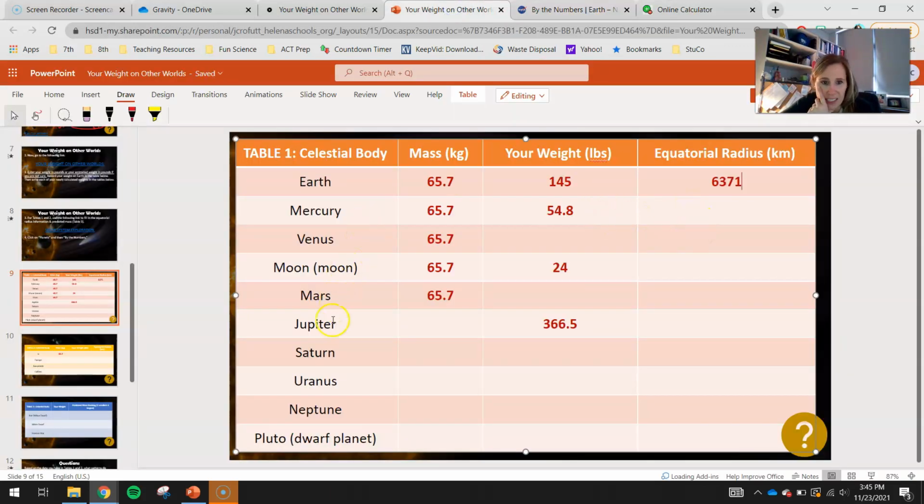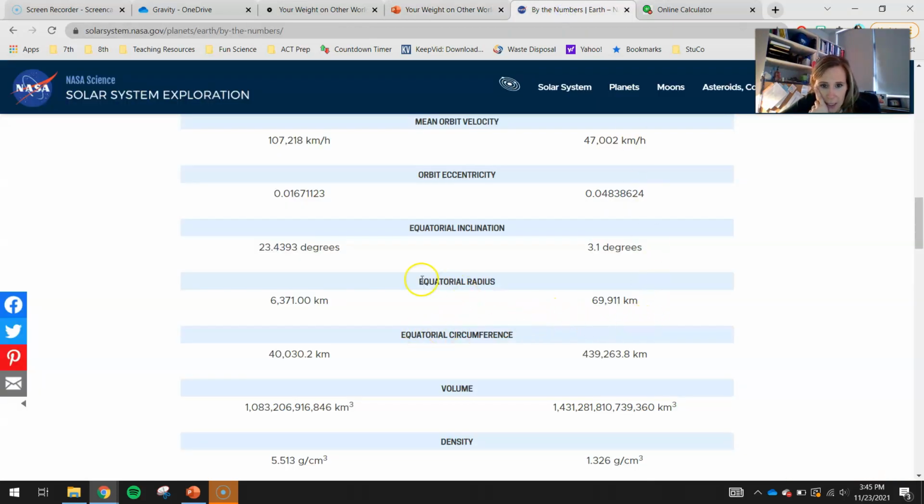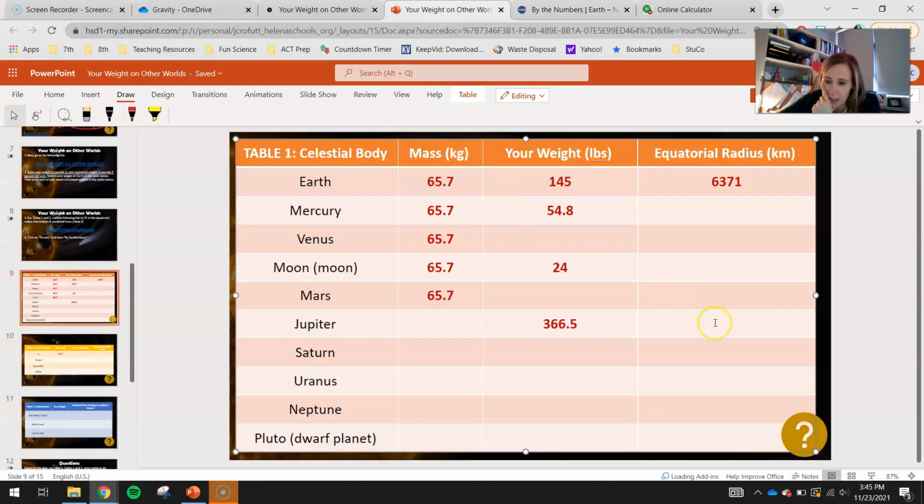Has an equatorial radius of this, but I also have Jupiter's right here as well. Okay, so Jupiter has an equatorial radius of 69,911. Okay, so you guys can see how much bigger Jupiter is compared to Earth.